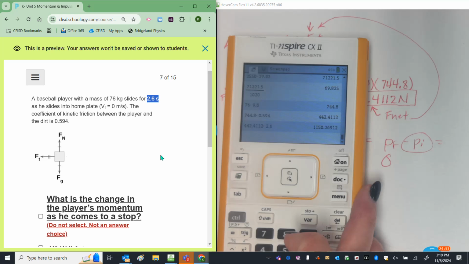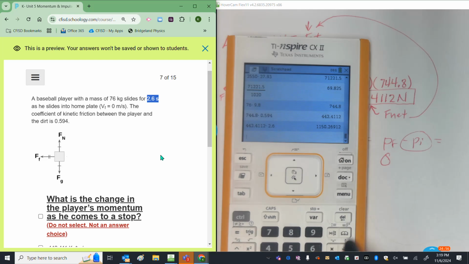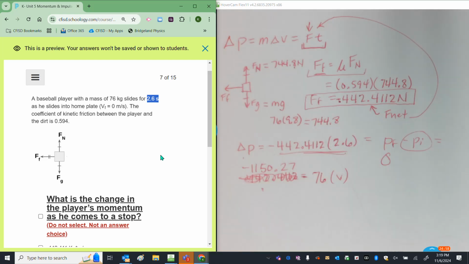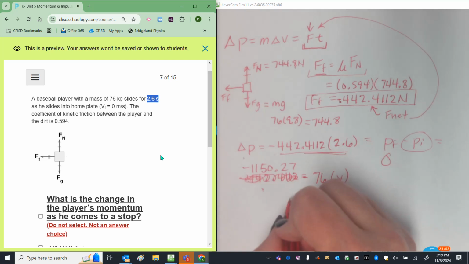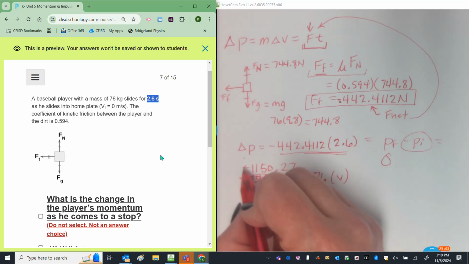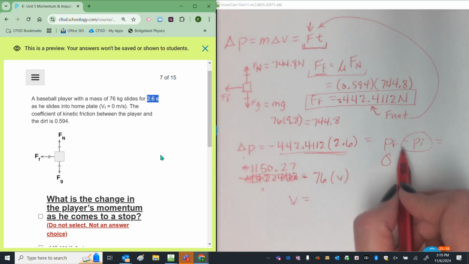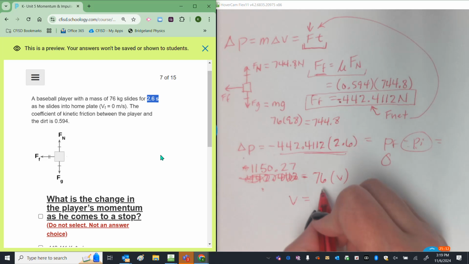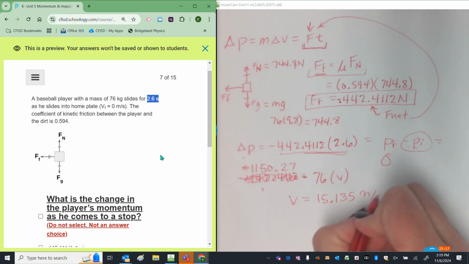So we're going to take that number and we're going to divide it by the mass, 76, and we're going to get our initial velocity. And sorry, I guess this isn't negative anymore because we had it as negative equals negative. All right, so the initial velocity is 15.135 meters per second.